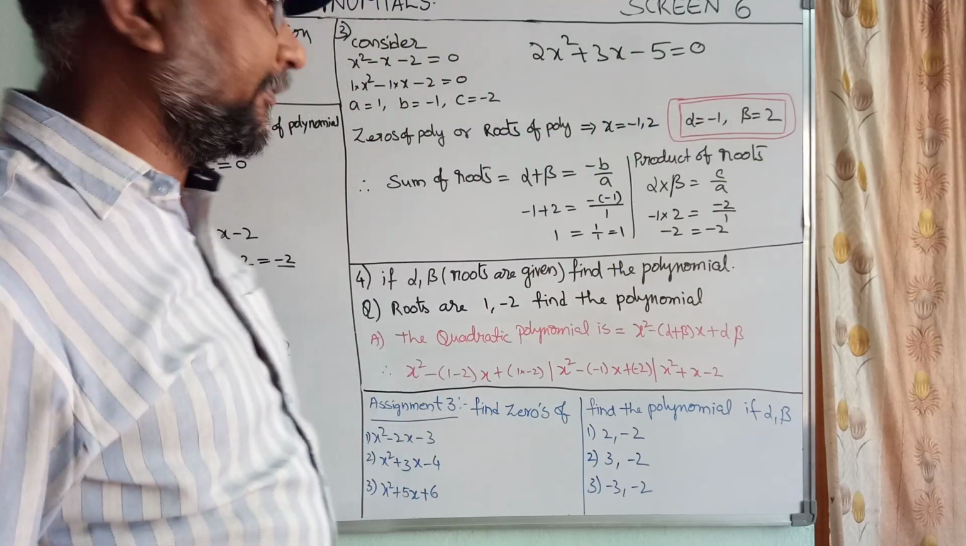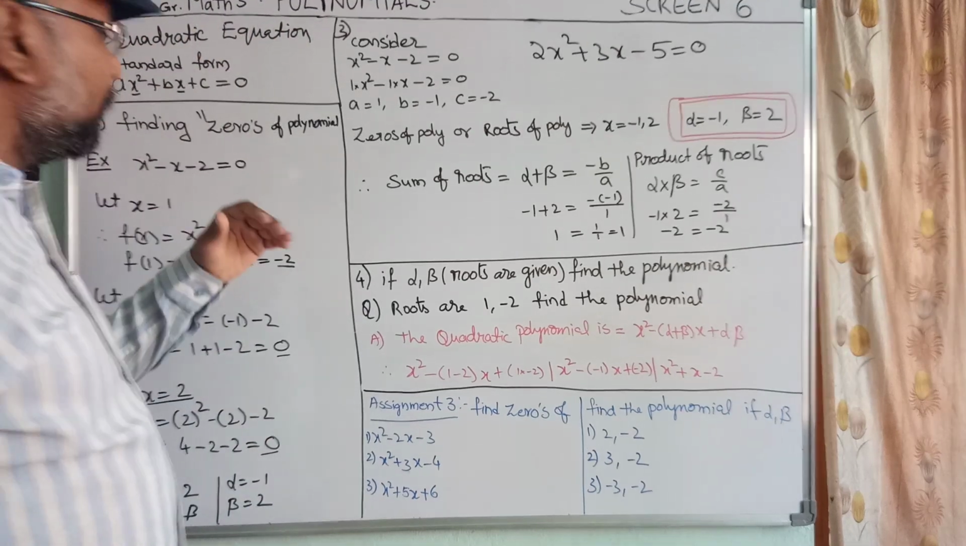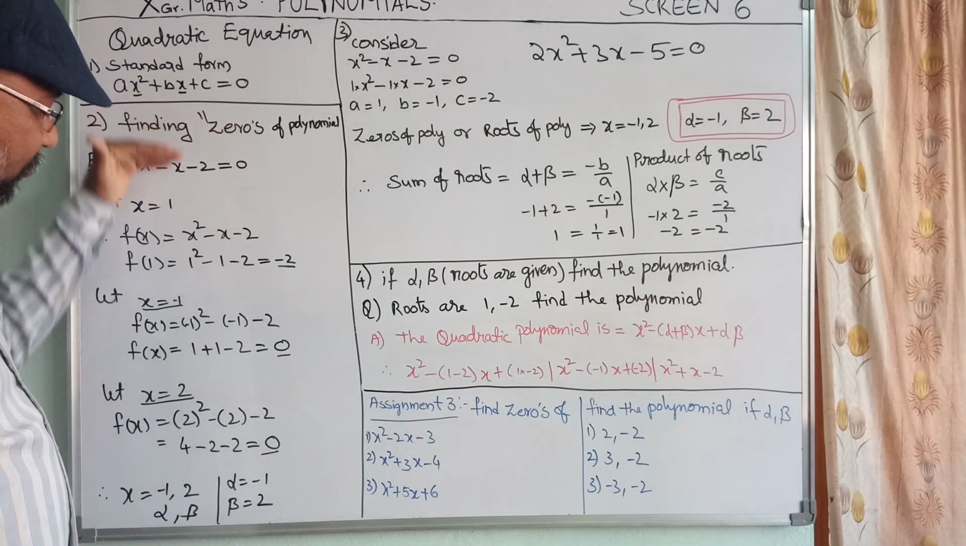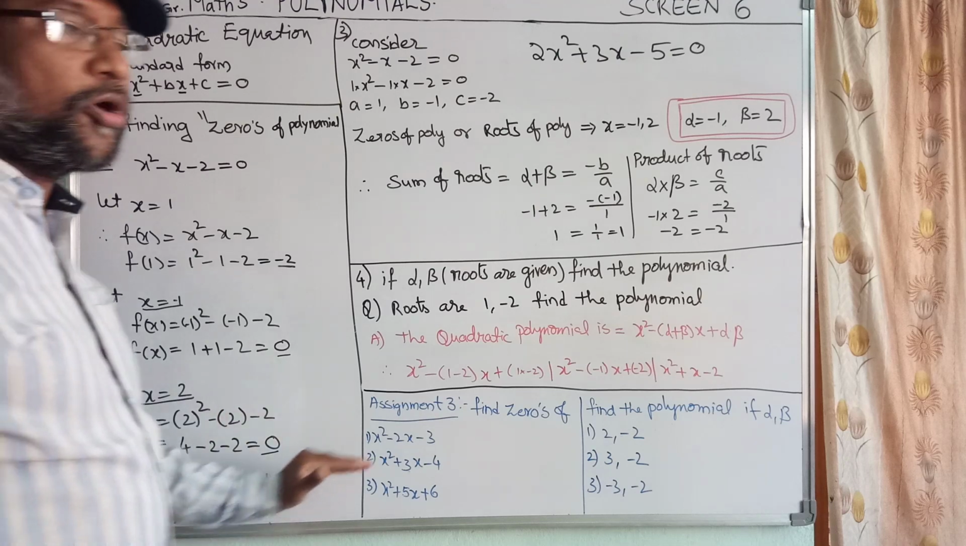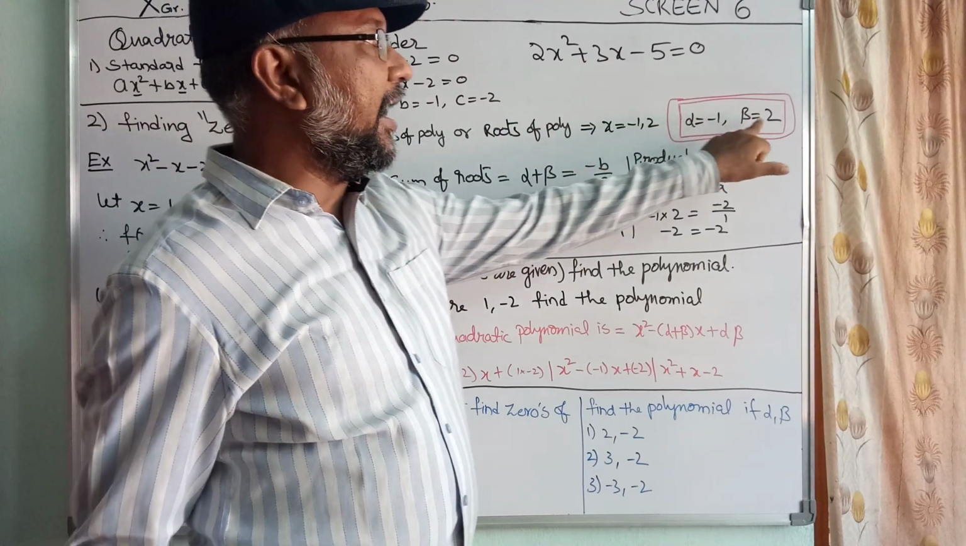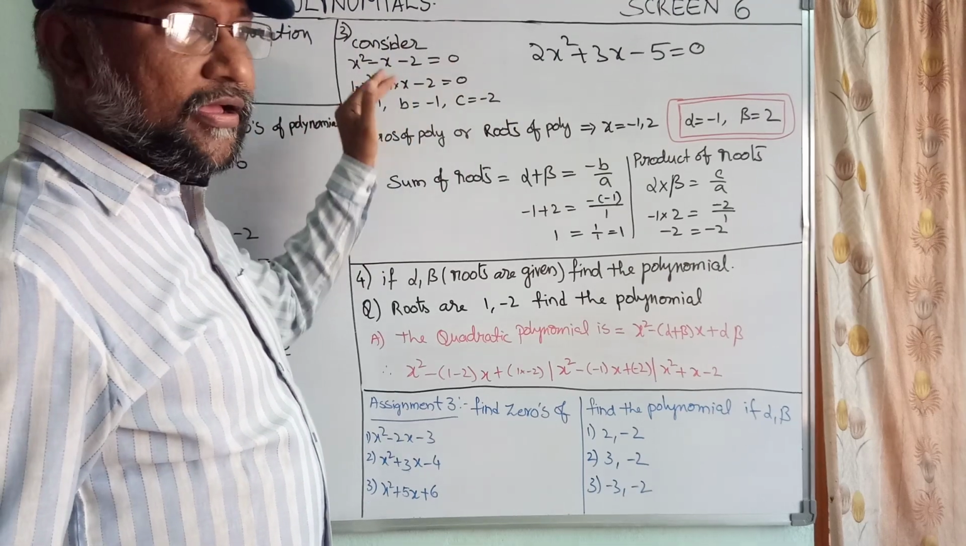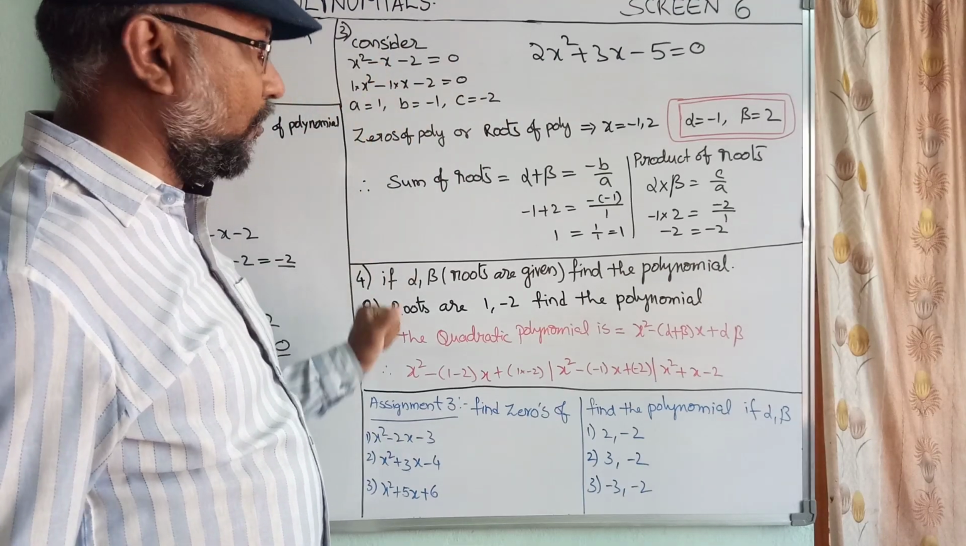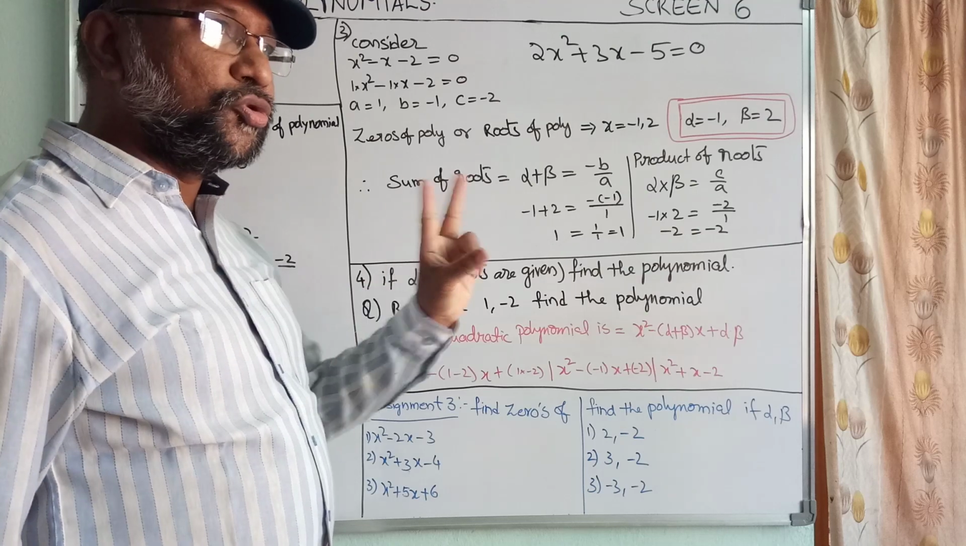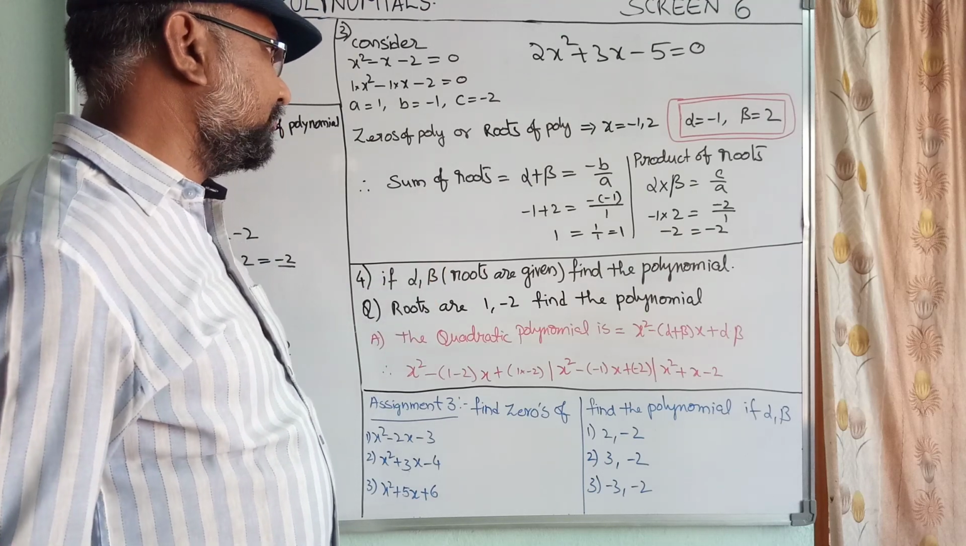We have to find them. Now, we already found the zeros of the polynomial. The zeros of the polynomial are called alpha and beta. a, b, c are given in the question itself. Now, we have 2 special conditions.